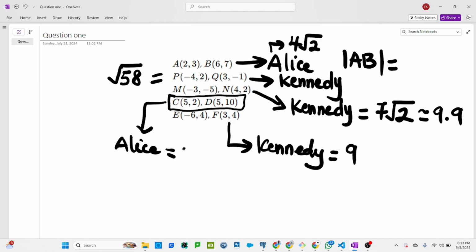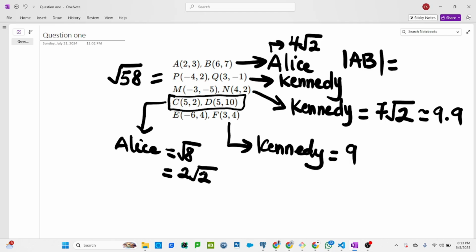You say square root of what? So please, 2 root 3. 8. Square root of 8. Are you using calculator? No, please. Okay. This is 2 root 2.